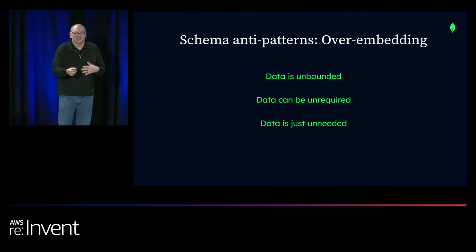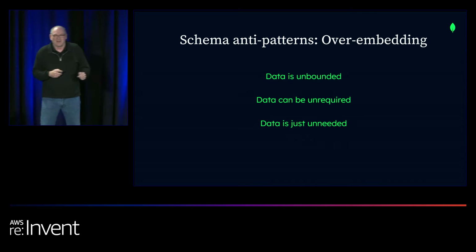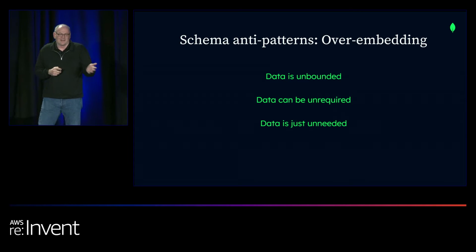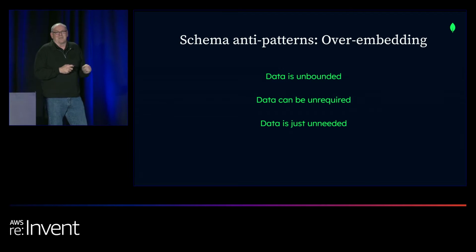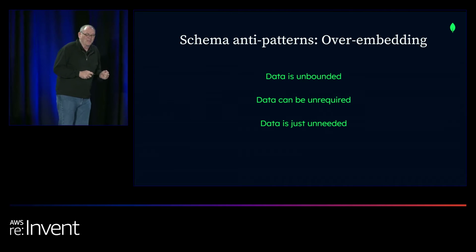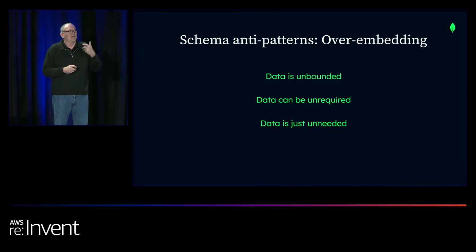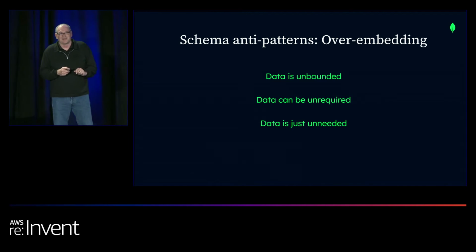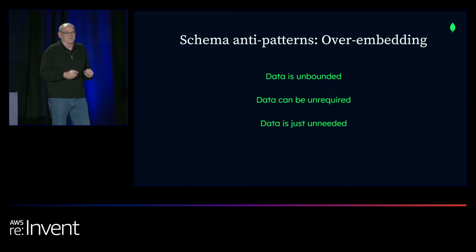But the reality is these are the areas that we're going to look at when we're looking for over-embedded documents, right? Things where we have unbounded arrays. That's the most common way that we see over-embedding. Unrequired data is the next most common way, and then, of course, the unneeded data. Let's avoid those 3 things. If we take a look at our documents through those lenses, then typically we can get rid of 90% of the over-embedding problems that we have.